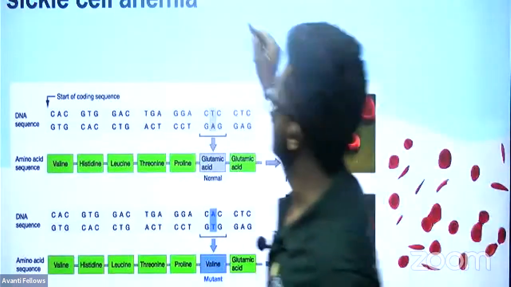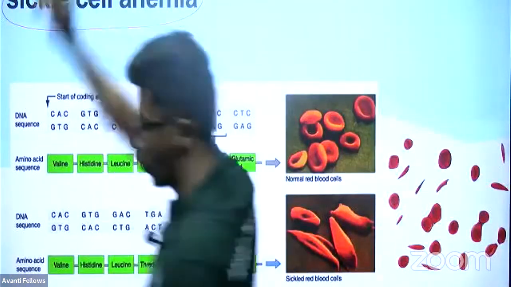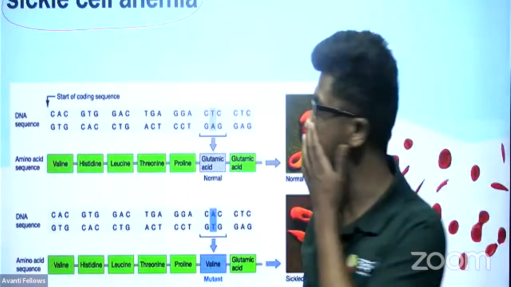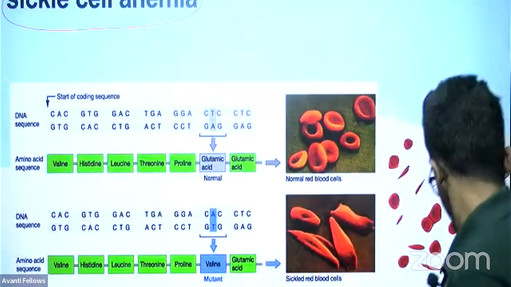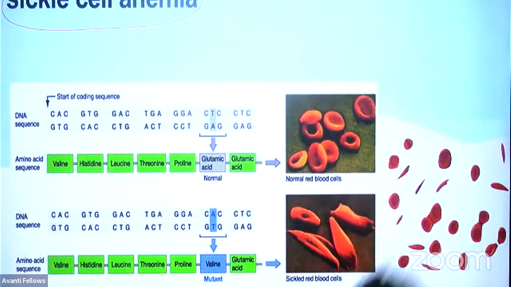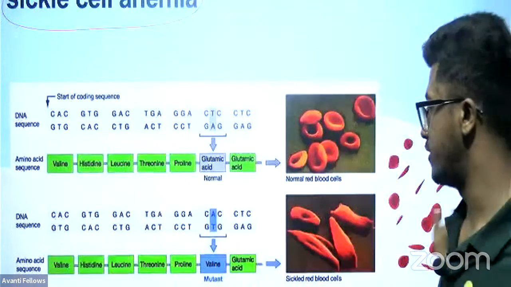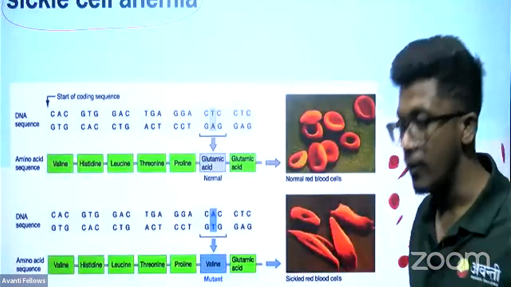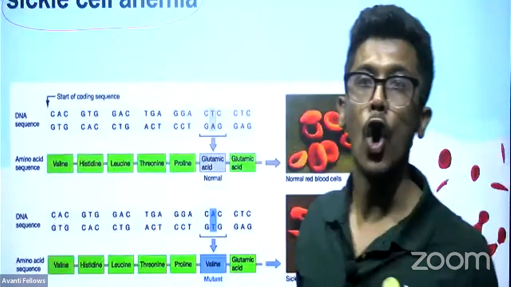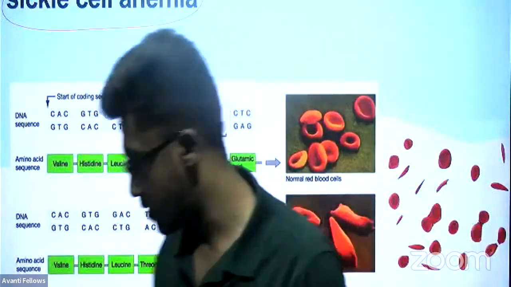Let's go for the next one, that is sickle cell anemia. Sickle cell anemia is an interesting case. What is happening in sickle cell anemia? What kind of disease is it, guys? Is it autosomal recessive, or is it sex-linked recessive? Can somebody tell me?